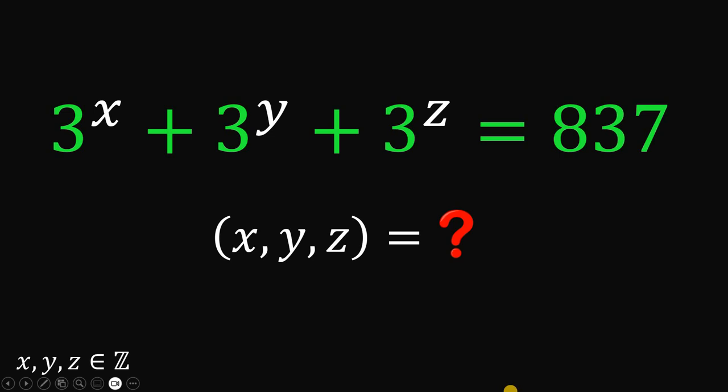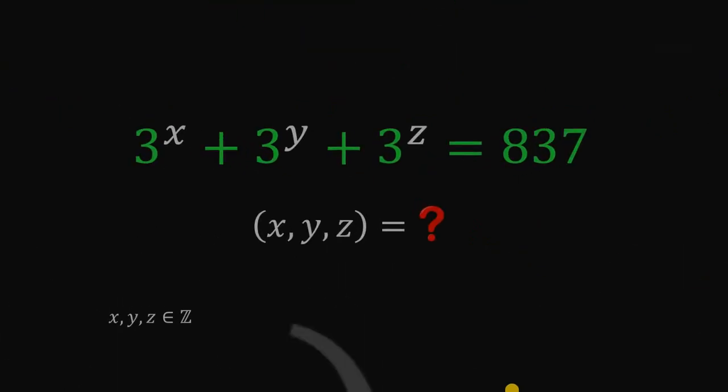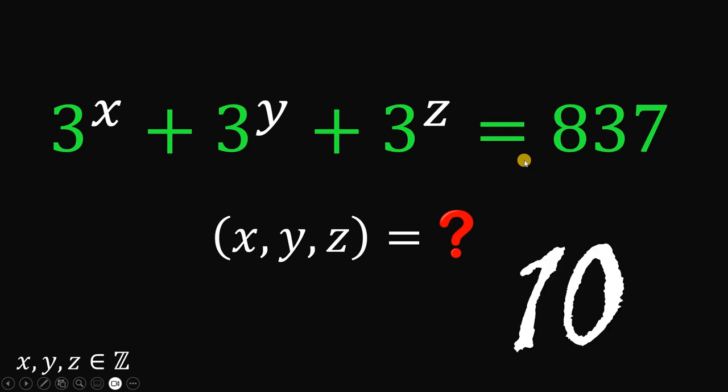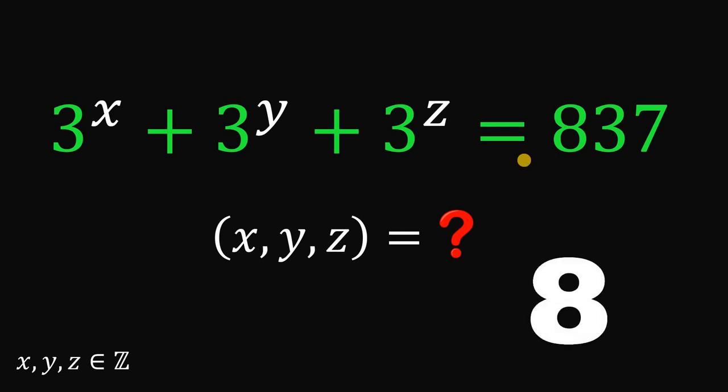Can you solve this math challenge? Here's the question. Solve for the integer values of x, y, and z that satisfy this equation: 3 raised to x plus 3 raised to y plus 3 raised to z equals 837. You can pause this video if you want to give this problem a try.